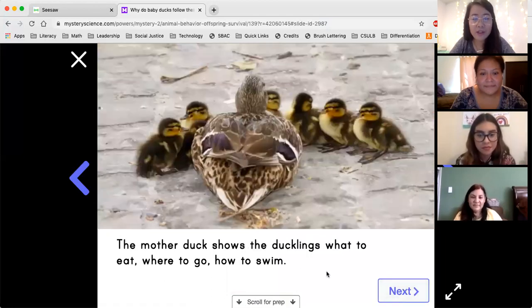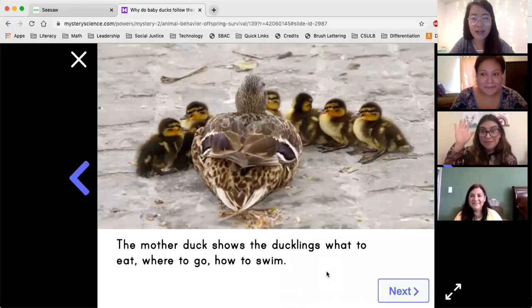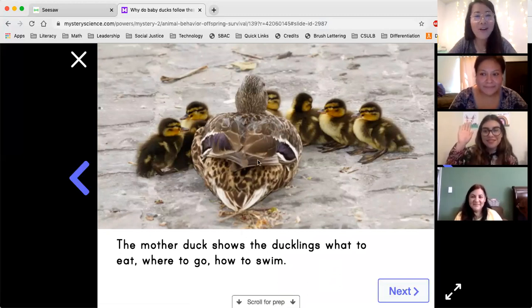The mother duck shows the ducklings what to eat, where to go, how to swim. Well, it's just like Miss Hernandez said, right? And it's kind of like what we do when we're, I'm going to call Miss Yakimowicz. I feel like she has the same idea as me.